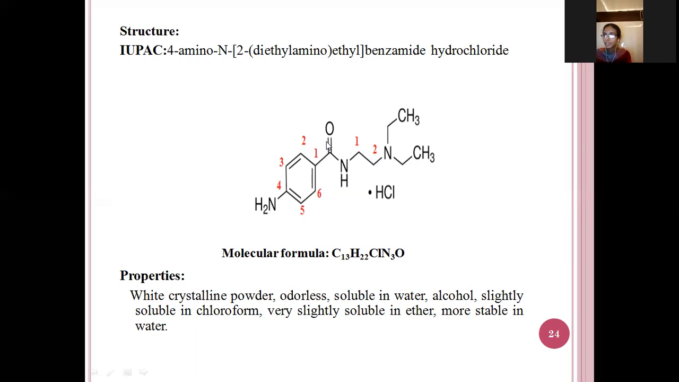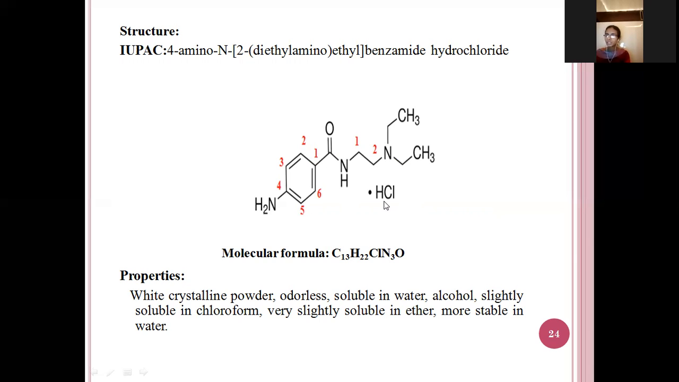So here, two ethyl groups are there. So that is in the second position, diethyl amino, and the hydrochloric acid is attached. See here, 4-amino, 2-diethyl amino ethyl benzamide hydrochloride.